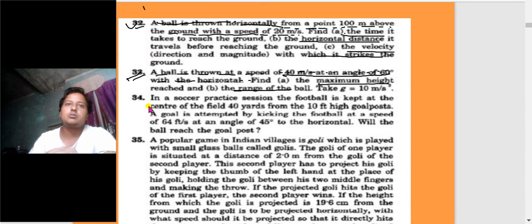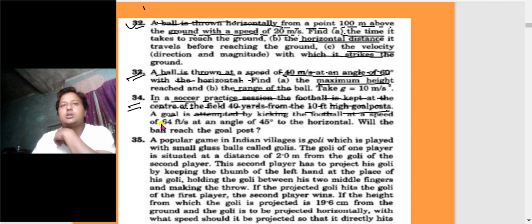Now in question number 34, in a soccer practice session, a football is kept at the center of the field, 40 yards from a 10 feet high goal post. A goal is attempted by kicking the ball at 64 feet per second at an angle of 45 degree.